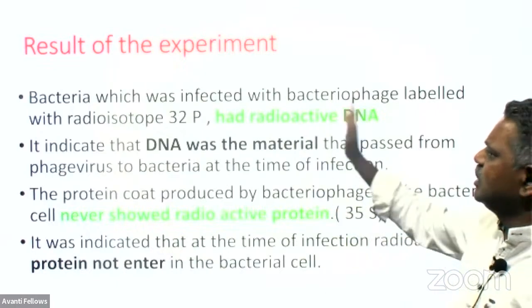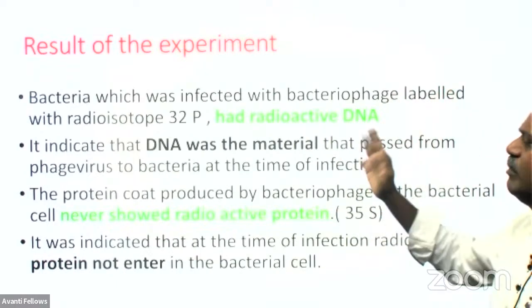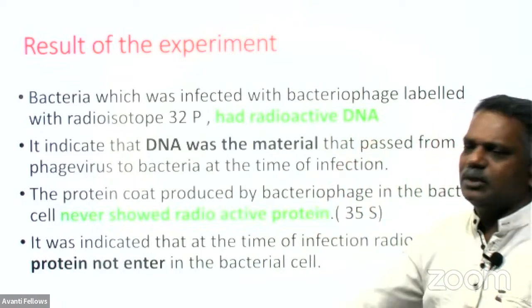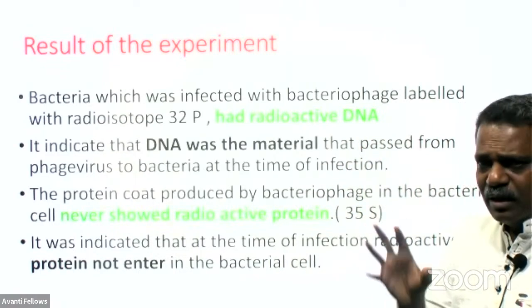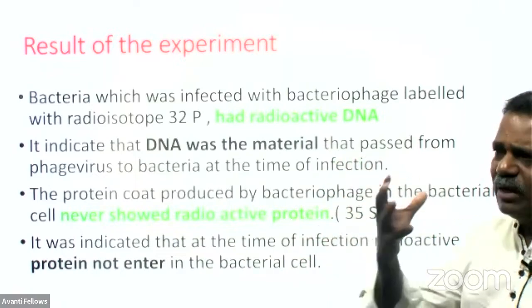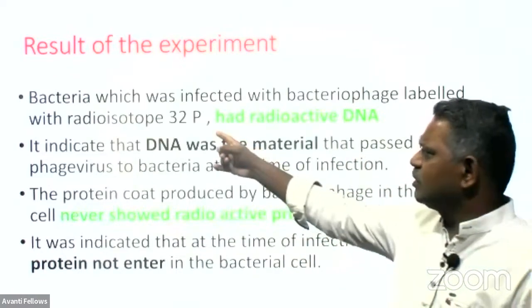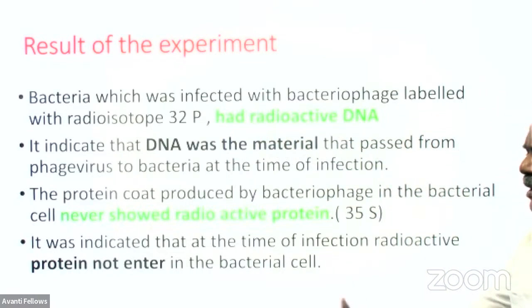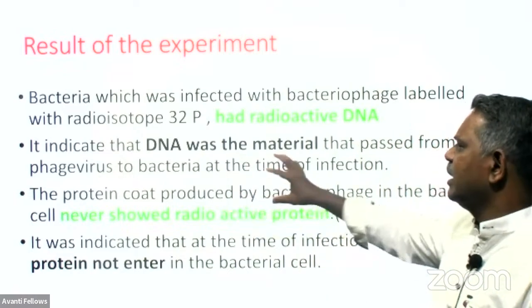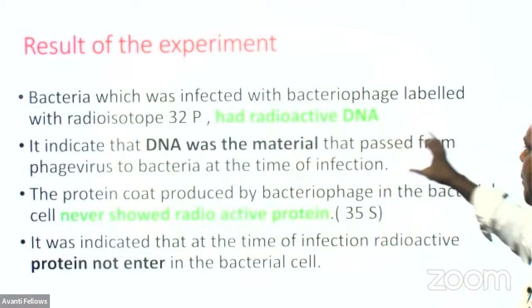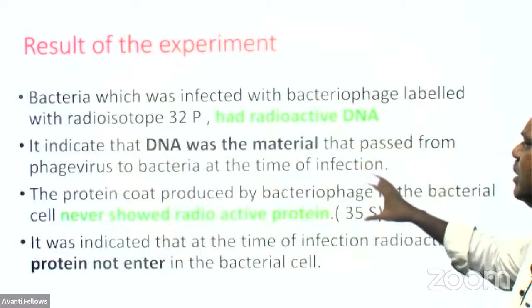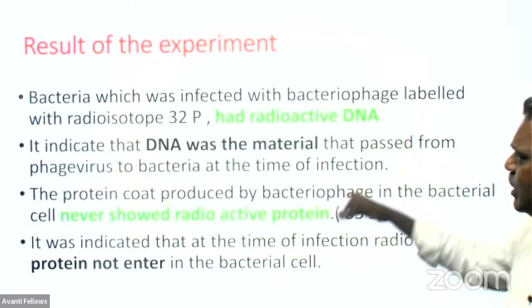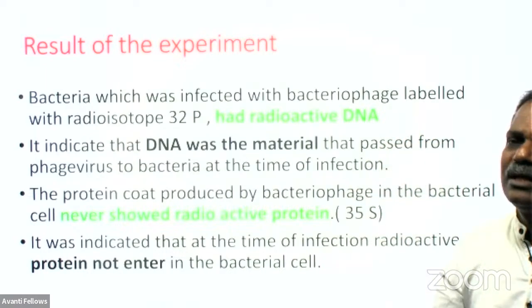The bacteria which were infected with the bacteriophage labeled with the radioisotope P32, meaning only the genetic material DNA was labeled because phosphorus is present only in DNA, were found to contain radioactive DNA after extraction. This indicates that DNA was the genetic material that passed from the phage virus to the bacteria at the time of infection. That is why they found radioactive DNA inside the bacteria.